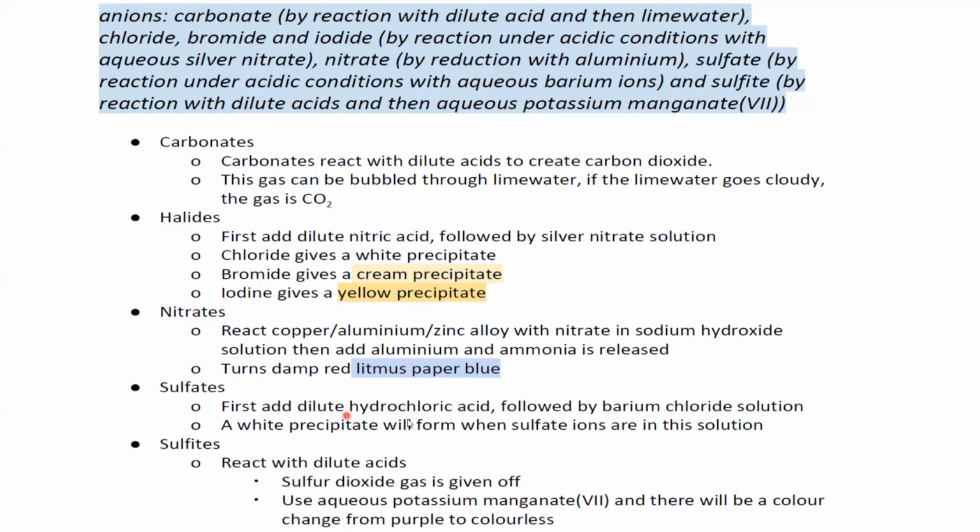If sulfate is there, we add hydrochloric acid followed by barium chloride, which will give a white precipitate. And if sulfite is there, sulfate is SO4, sulfite is SO3, it will react with acid and give out sulfur dioxide, which will turn potassium manganate(VII) from purple to colorless. Potassium manganate is purple, but it will turn colorless. I'll show a video related to this explanation.